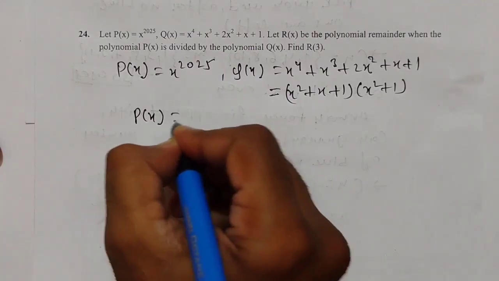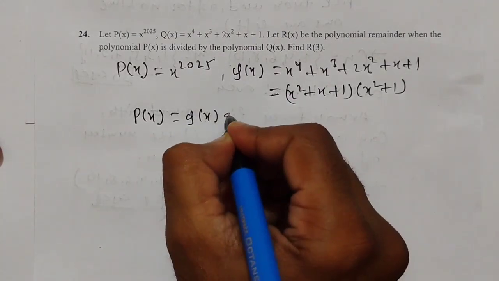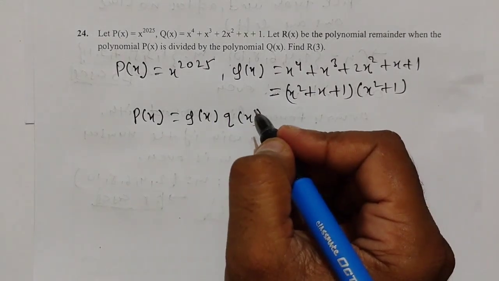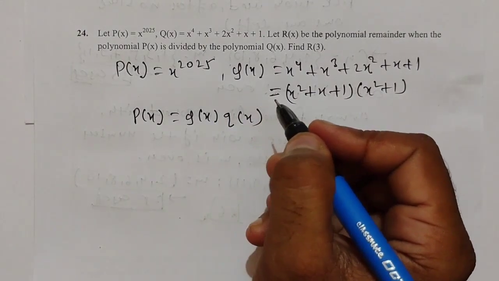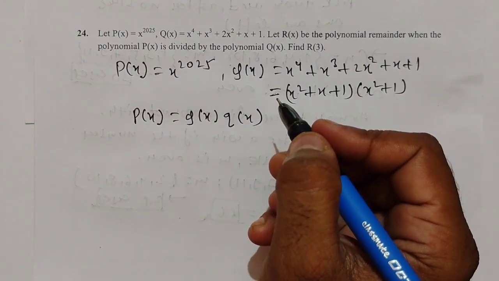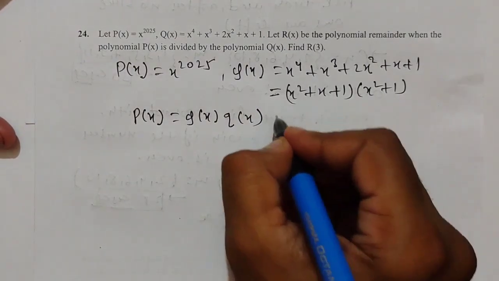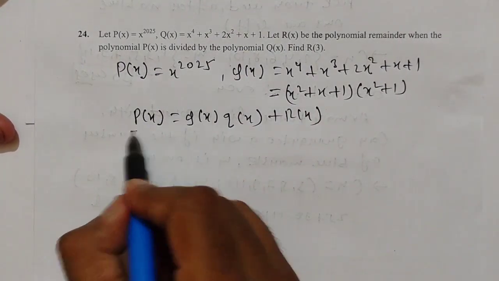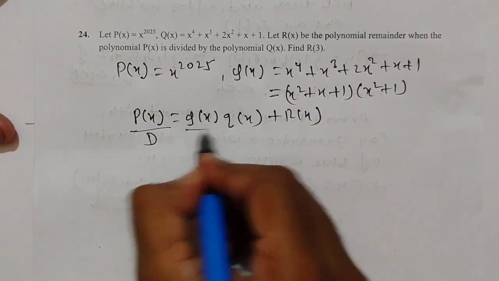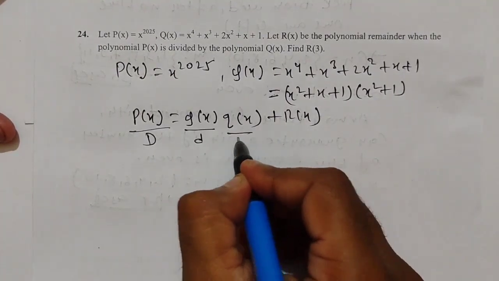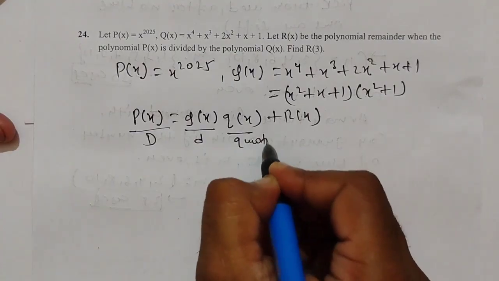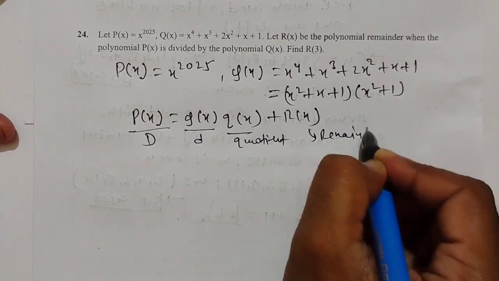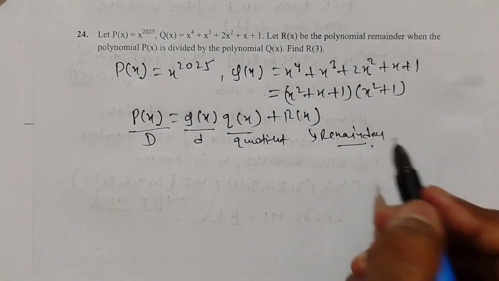Now p(x) is equal to q(x) into Q(x) plus R(x). This is the dividend, this is the divisor, this is the quotient, and this is the remainder.